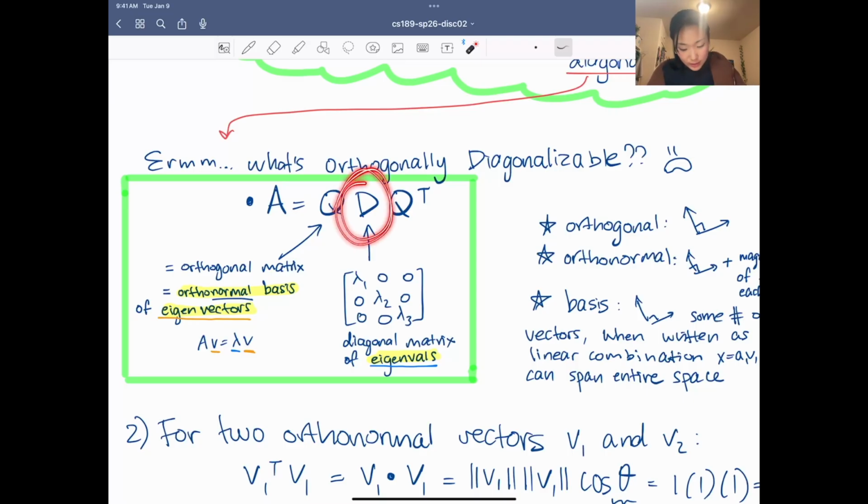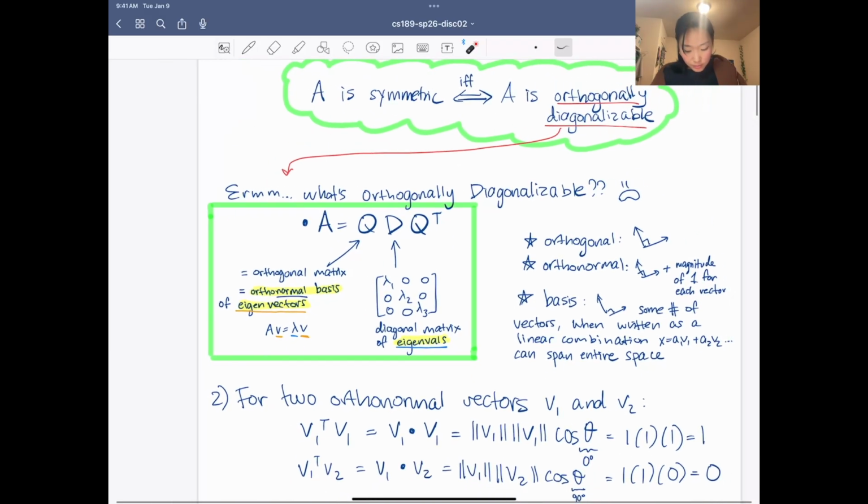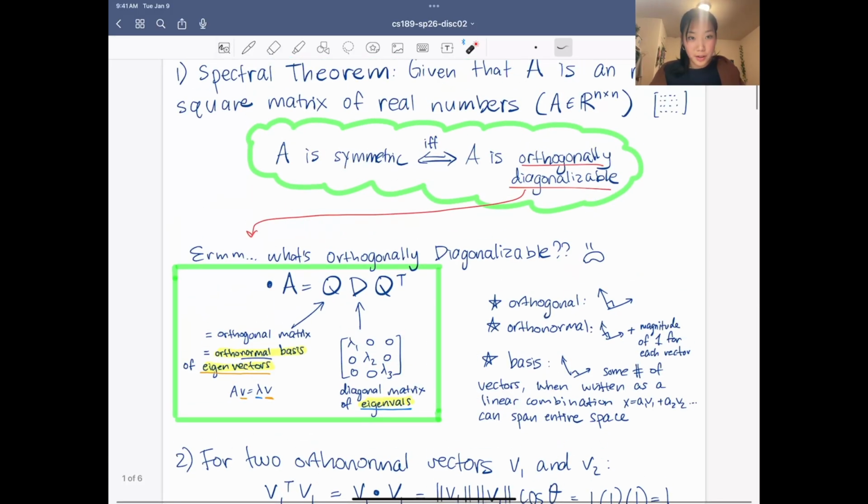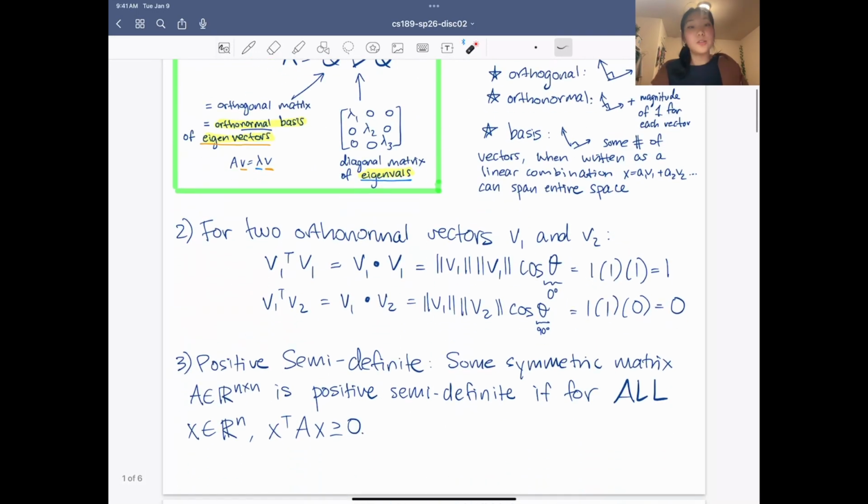Then what is D? D is a diagonal matrix, and this diagonal matrix consists of the eigenvalues corresponding to those eigenvectors. Okay, and so that's the spectral theorem. And so number 2, some quick review.